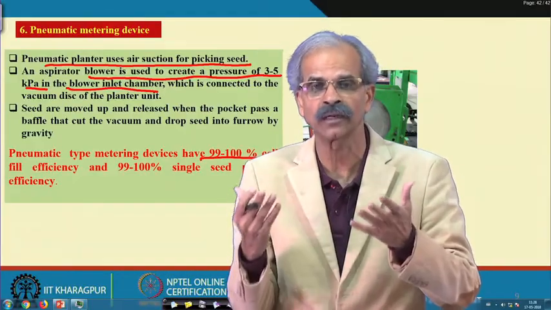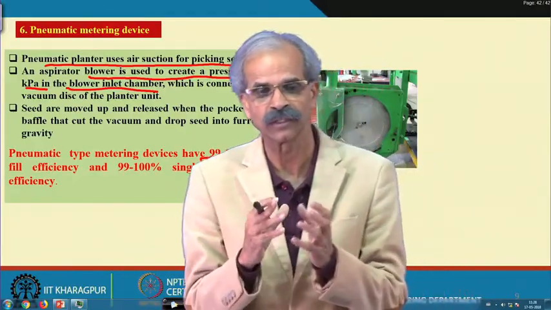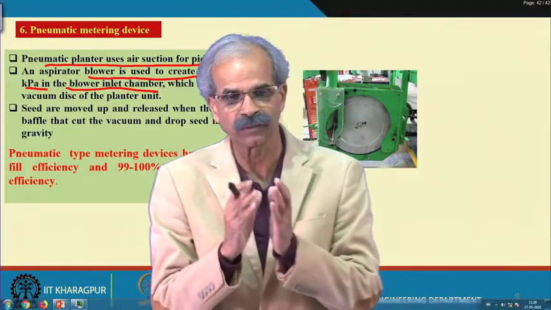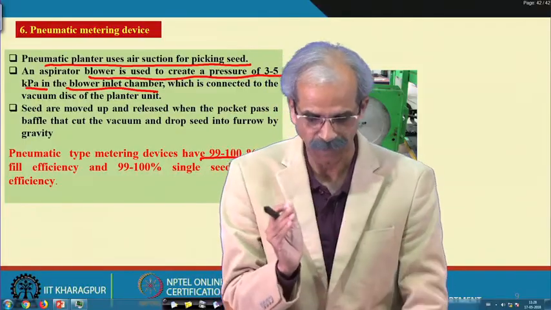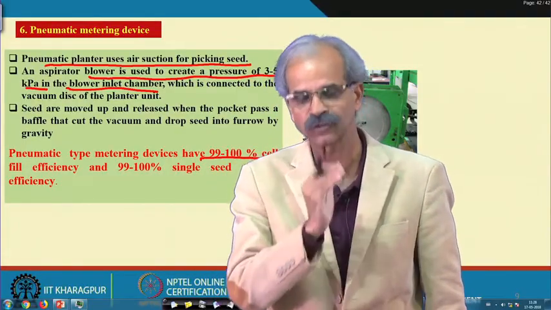Still a lot of work is going on. How do we minimize the losses? How do we minimize the losses in the seed cells? I mean the filling of cells. Cells should be 100% filled.